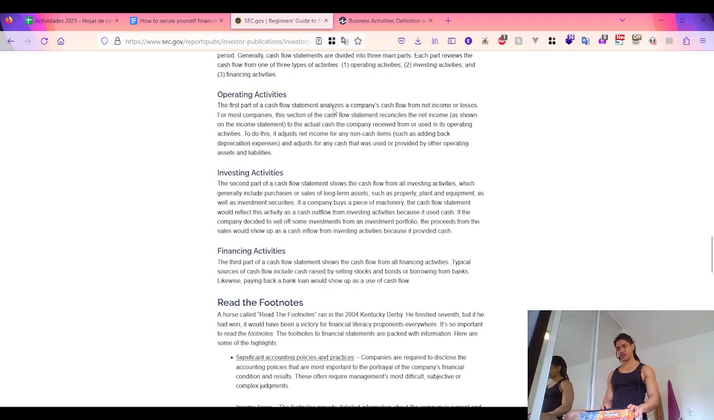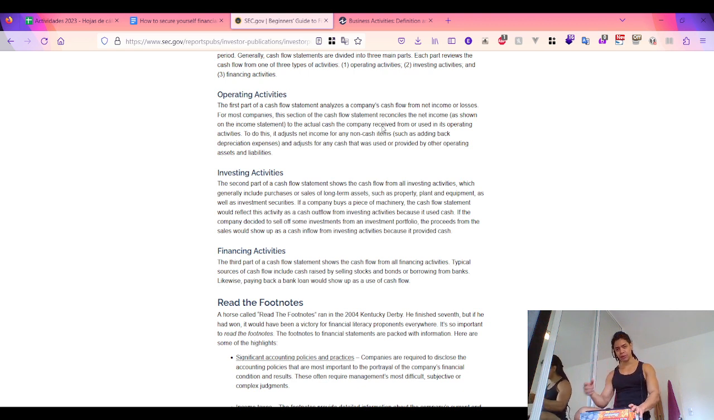So the first part of the cash flow statement analyzes the cash flow from the net income or losses. For most companies, this section of the cash flow statement reconciles the net income to the actual cash the company received from or used in its operating activities. In other words, this section of operating activities analyzes the net income or losses from the income statement and reconciles it to the actual cash that it received from or used in its operating activities.